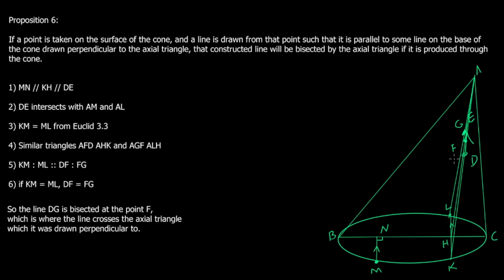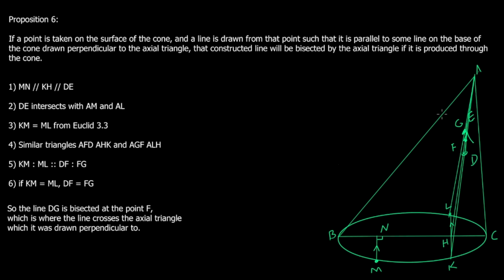So now we know that if produced, DE does hit the other side of the conic surface because point G is on the surface. But now the question is, are the lines DF and FG equal? Because we want to know if the plane of the axial triangle bisects the line DE, and DG is the line we need to bisect, and F is where it meets the axial triangle. So for the plane ABC to bisect the line DG, it would need to bisect at the point F, and that would make DF equal to FG. So that's the relationship we're looking for going forward.